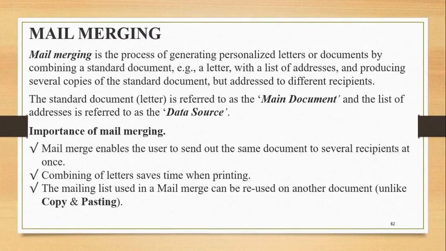We have mail merging. Mail merging is the process of generating personalized letters or documents by combining a standard document, for example, a letter, with a list of addresses and producing several copies of the standard document, but the address will be different for each recipient. The standard document, that is the letter, is referred to as the main document, and the list of addresses is referred to as the data source.